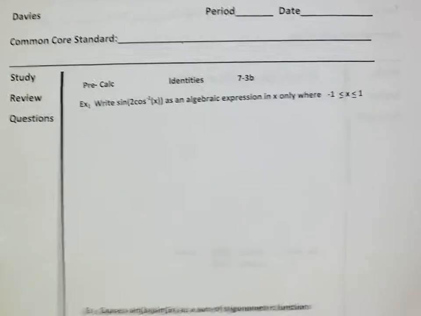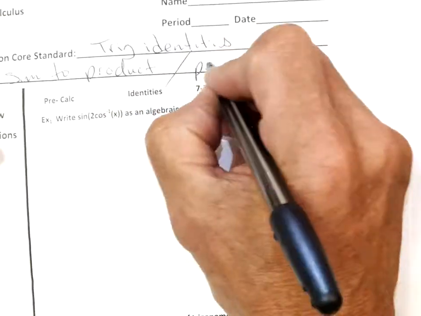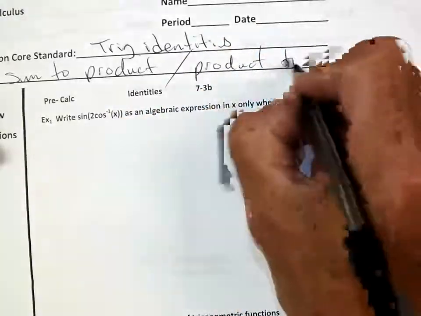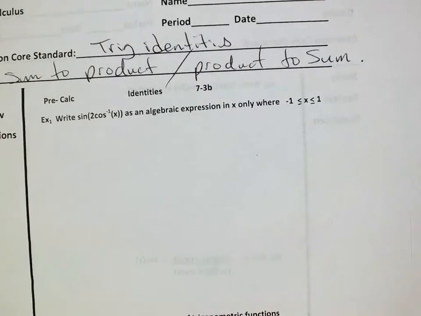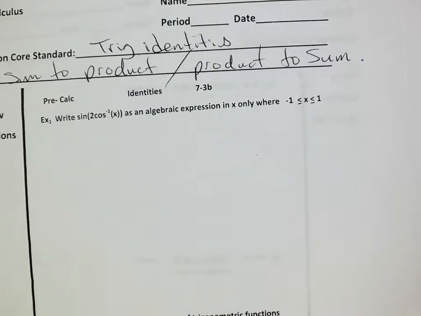So, trig identities again. We're doing the sum to product, and we're going to do the product to sum. If you read on page 558, these are the formulas you're going to need. If you haven't read, then you probably ought to read and copy these down. Let's use Zane. So, example 1.